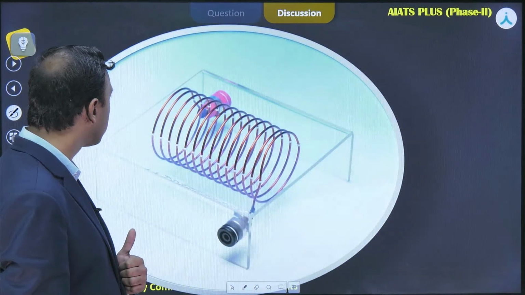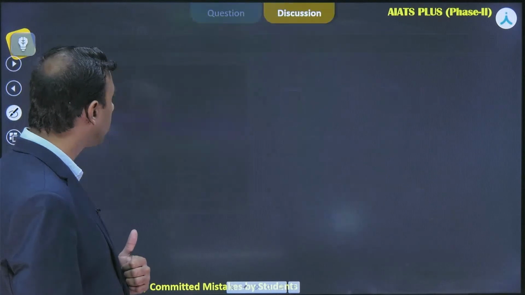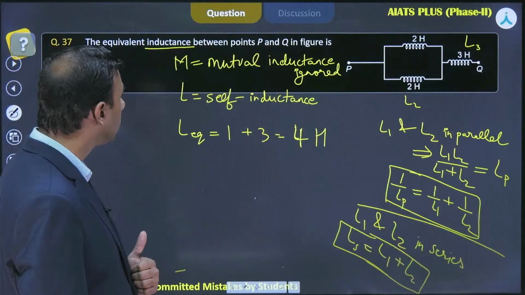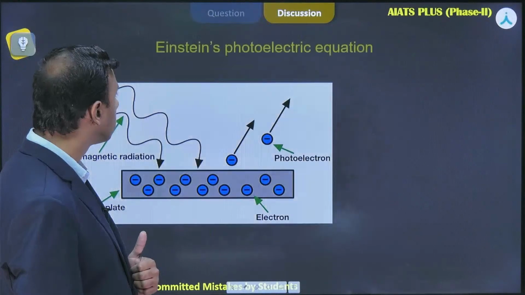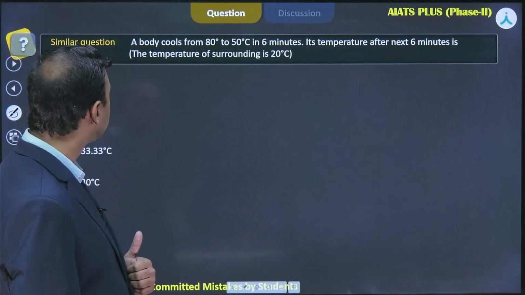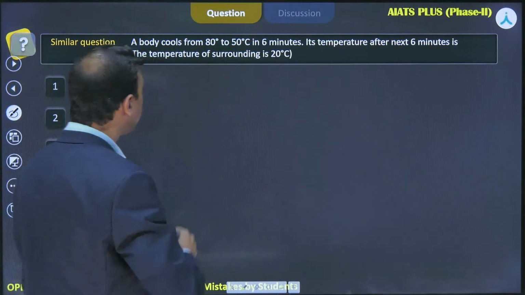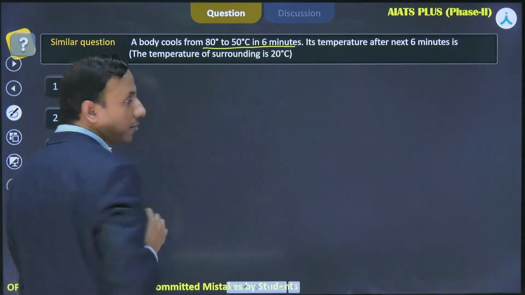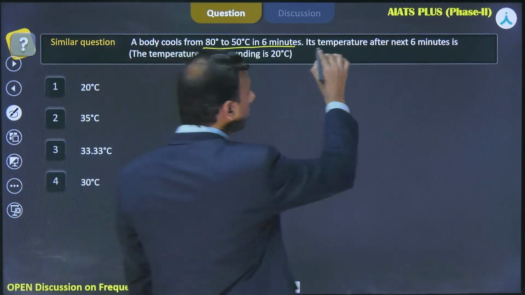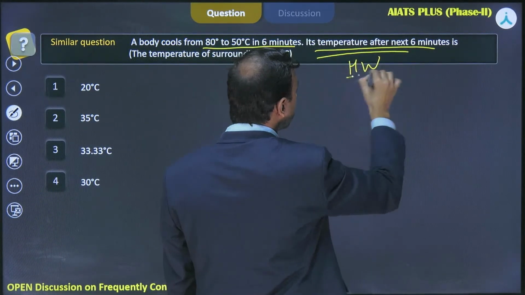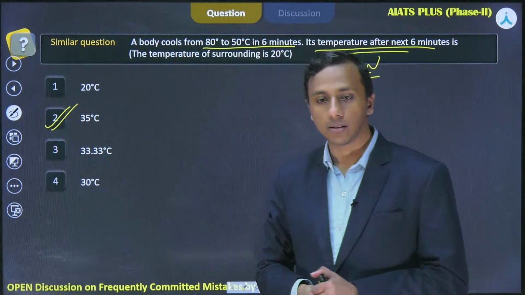Let me come to the beginning of our presentation. There was another question that you can also take as your homework, because we have solved a similar question. Yeah, this question, which was the first topic we did today. It is Newton's law of cooling. We did this question, if you remember, 80 to 50 in 6 minutes. Find the temperature after the next 6 minutes. That is your homework. And for this one also, let me tell you the answer. It will come out as 35 degrees Celsius.